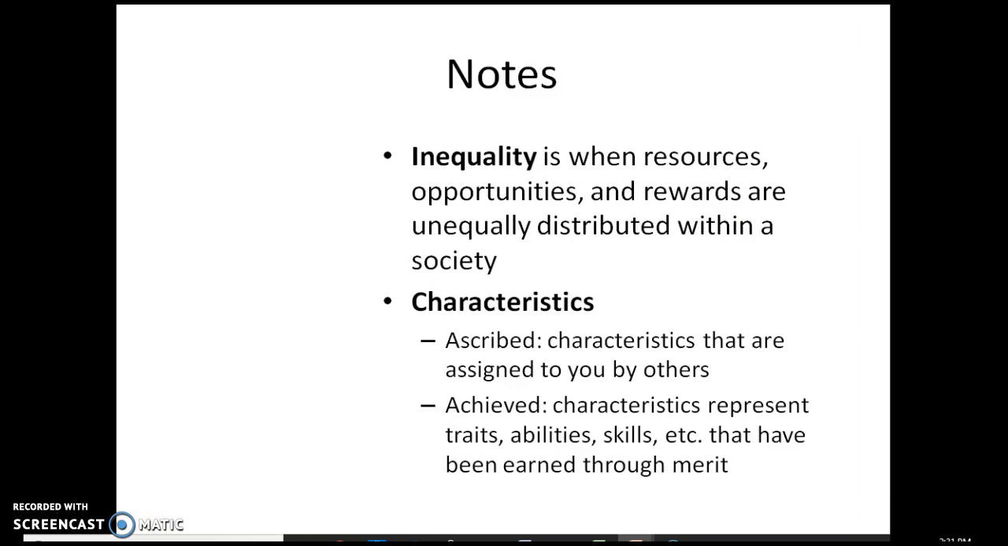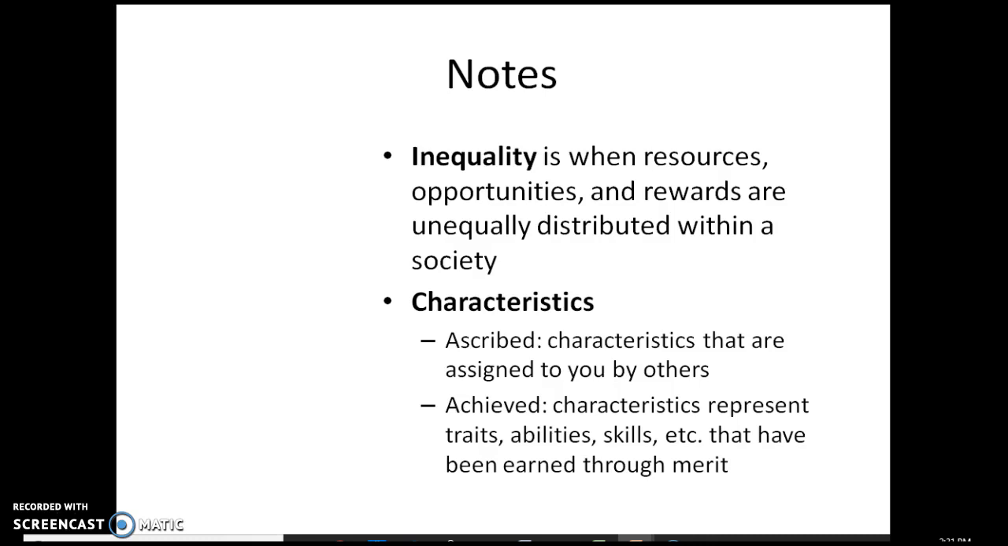So for today, we're talking about inequality. Inequality is when resources, opportunities, and rewards are unequally distributed within a society. There are two main characteristics of inequality. They can be ascribed or achieved. Ascribed is a characteristic that is given to you by others, so what others think you are. Versus achieved are characteristics that represent traits, abilities, and skills that have been earned through merit.